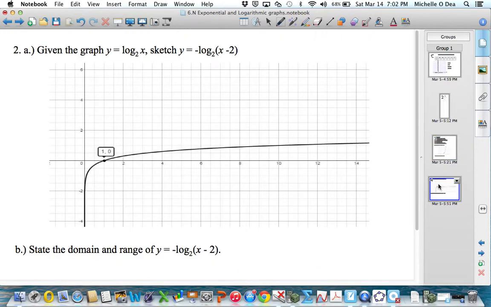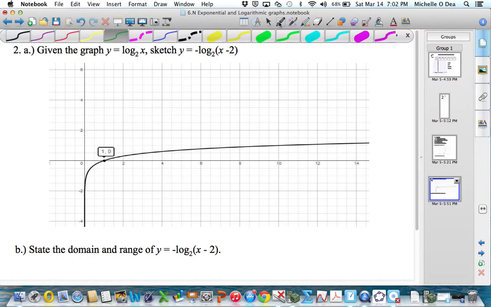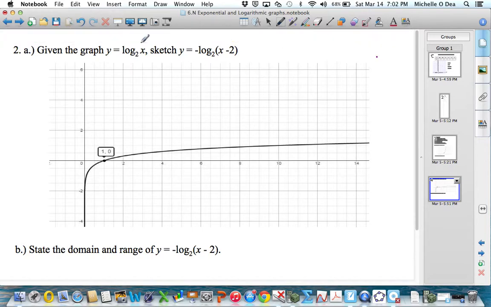All right, let's try one with a log. So same idea. It doesn't actually change. It's just a different graph to begin with. That's all that's different. So let's get a different color this time. So we start off with the graph y equals log x base 2. And remember the base, just like with the exponential, just changes the steepness. So here is our parent function. That's the graph we're given here.